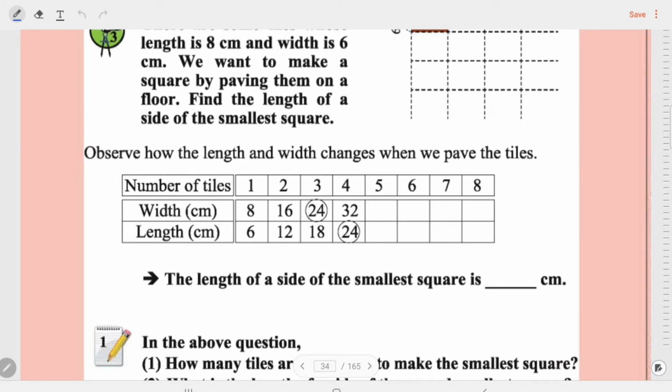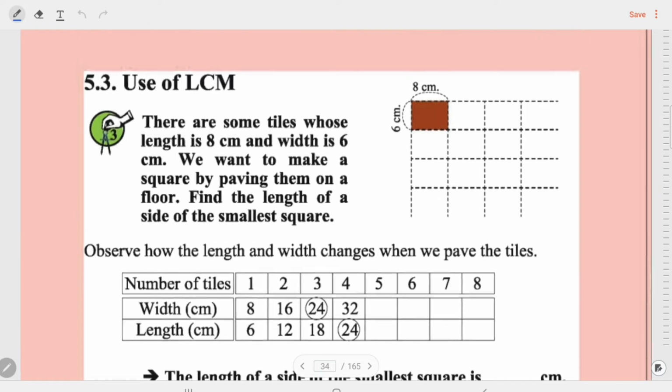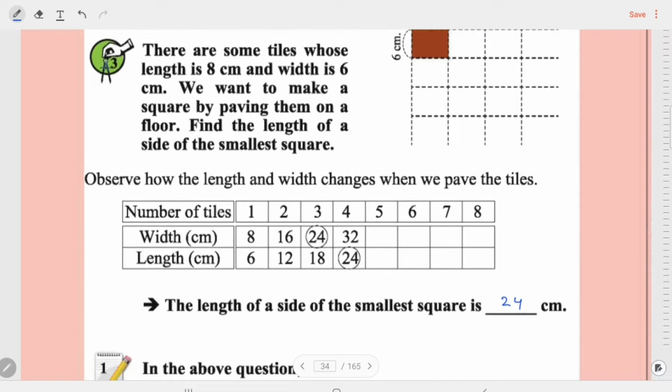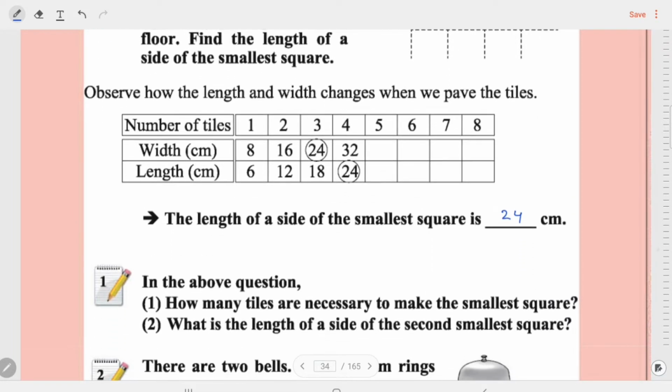The length of a side of the smallest square is how much? That must be a multiple of both, right? In this case you need to find the LCM, that is 24 cm. It must be a multiple of both 8 and 6, because it is not a perfect square yet, it is a rectangle.